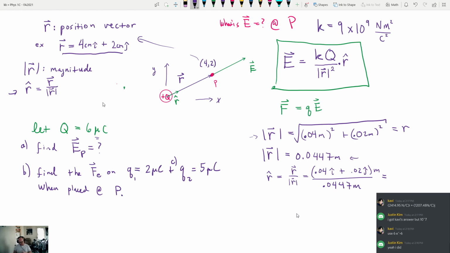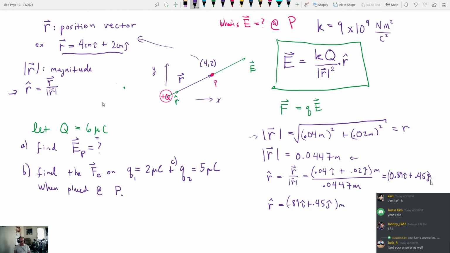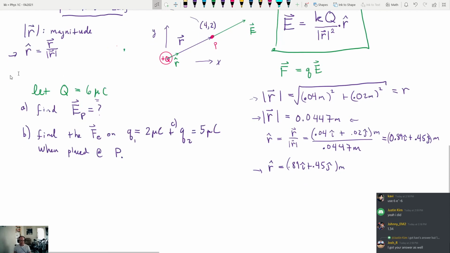Kind of running out of screen room here, but I think we're okay. So take 0.04 and we divide by that number. And we take 0.02 and divide by that number. Then we get these. So we got 0.89. So that's what R hat is equal to, and I'll write it again down here because that's probably hard to see. R hat is equal to 0.89 I hat plus 0.45 J hat, and that's measured in meters. Okay, notice that R hat is a vector. This is not, but that's fine. So our goal is to find EP.